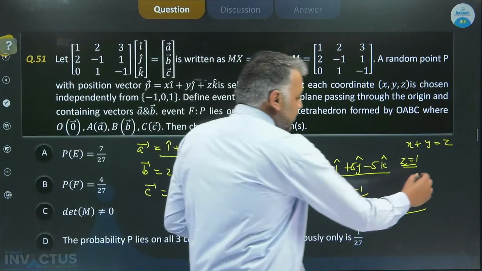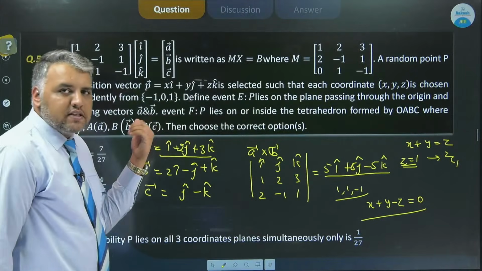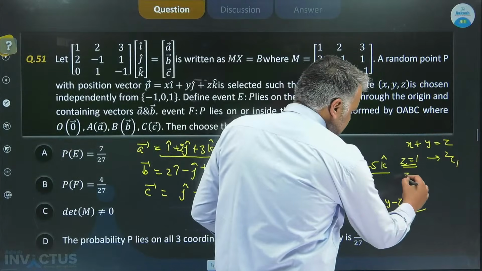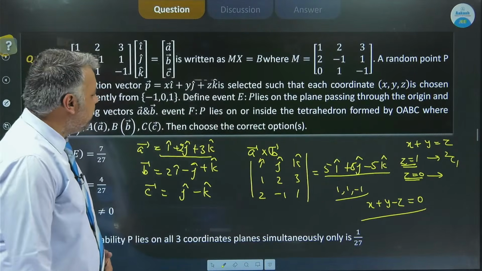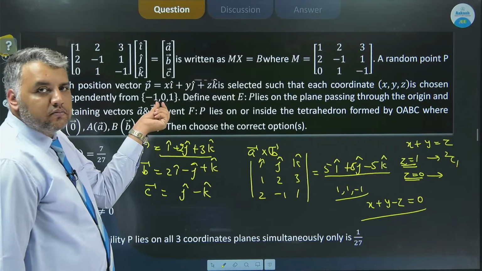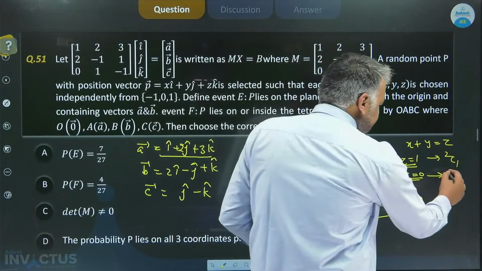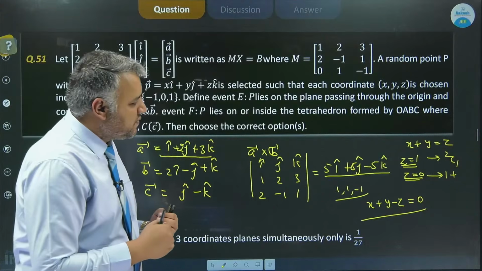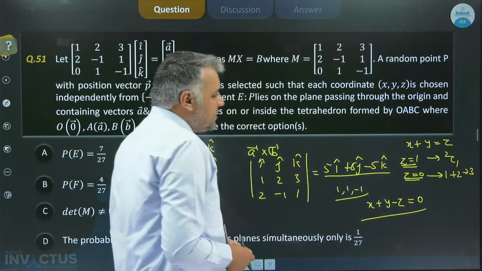So there will be 2 possibilities, 2C1, that either x is 0, y is 1, or x is 1, y is 0. If z is equal to 0, then the sum of 2 is 0. So either both are 0, or one is 1 and the other is minus 1. Both are 0 means one case, and if x is 1, y is minus 1, or x is minus 1, y is 1, so there will be 2 cases. So total there are 3 favorable cases here.